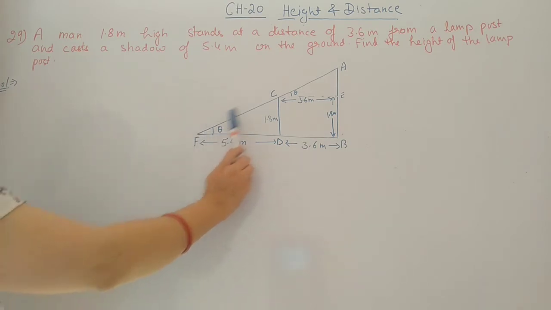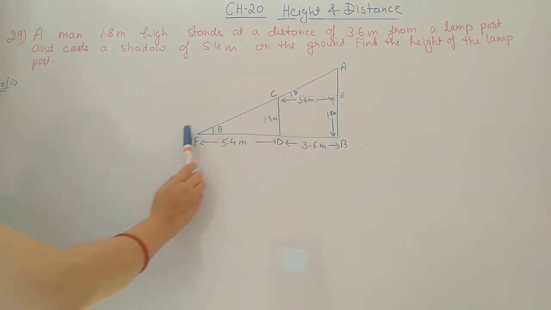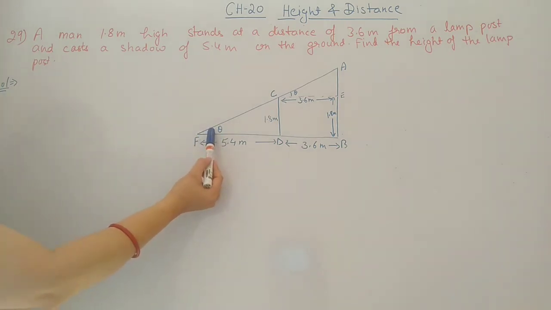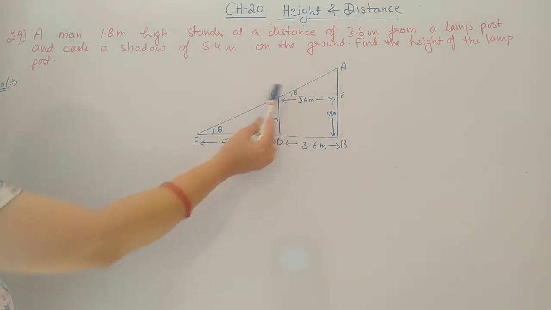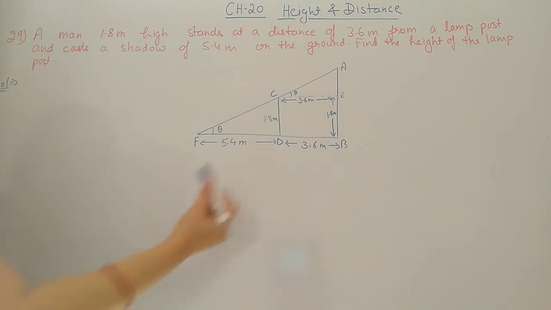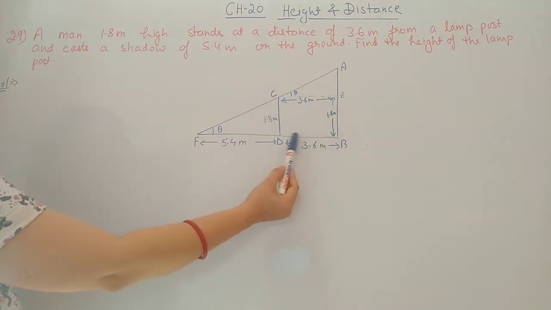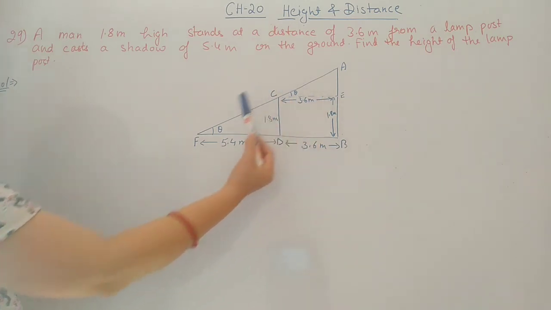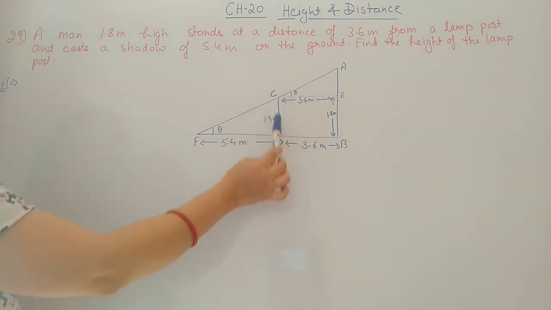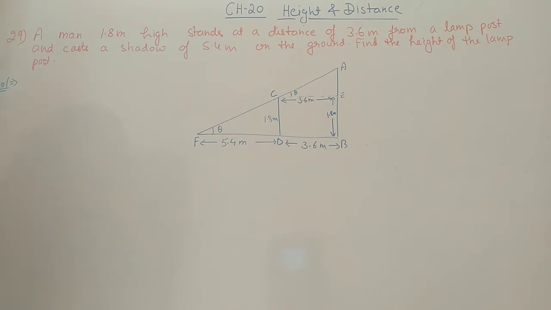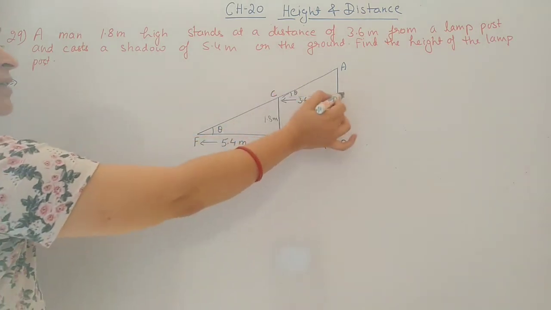So F to A, if you join, it will be a straight line. If this angle you are taking as theta, then this one also will be theta, and you can dot by dot join C to E, which will be parallel to BD. BD and CE will be parallel. CD and EB also will be parallel. So in this question you have two right angle triangles. One is this one, another one is this one.